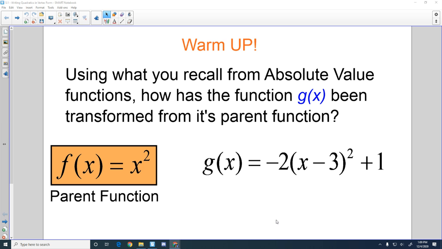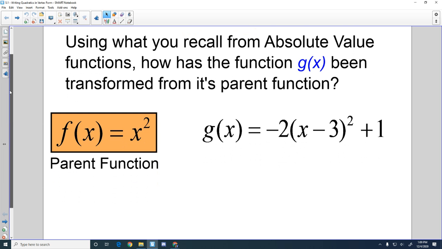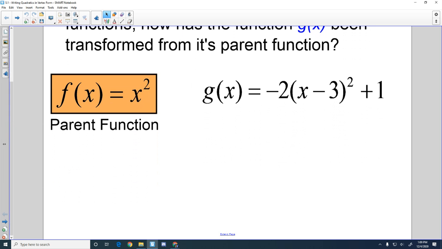All right. So the only difference here is that our parent function, instead of being an absolute value, so if you remember before with the absolute value, we had this equation f of x equals absolute value of x. That's what it was before. Now it's just going to be x squared instead. Okay? And that's what we're starting with. Over here, looking at this function, you got a bunch of different things that happen. And we're going to be looking at this in more detail.